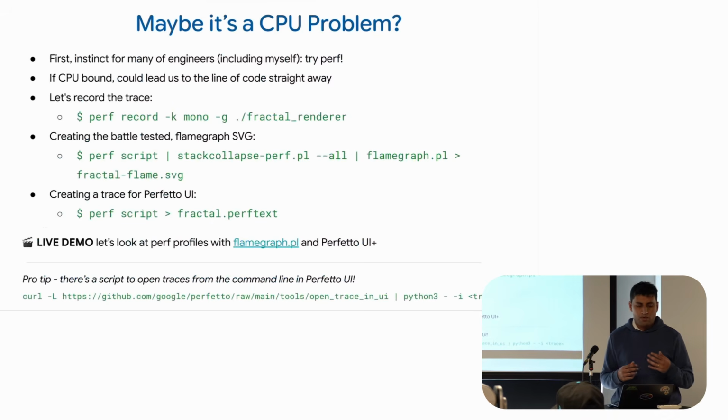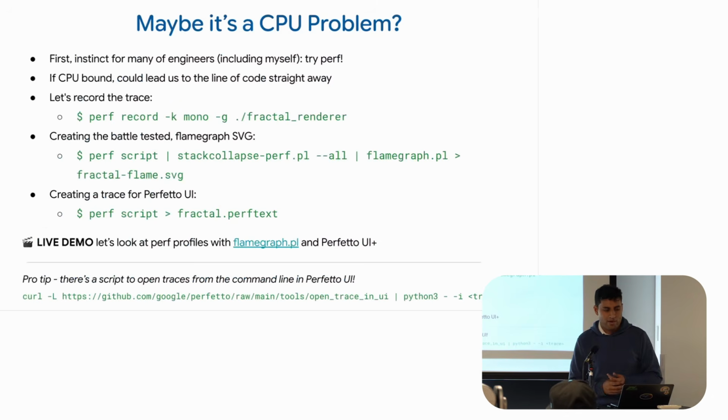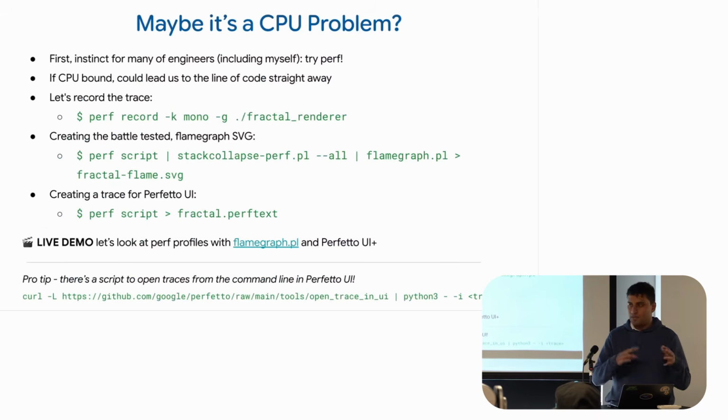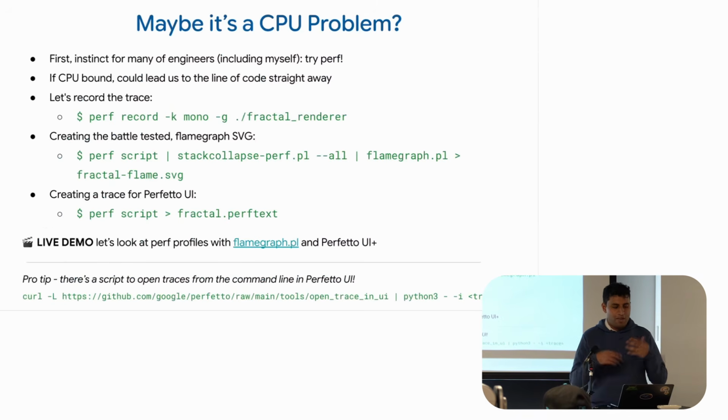So the first thing will be maybe it's some CPU problem, right? A lot of the engineers I work with reach for perf immediately whenever they see some problem. The main reason is that if it's CPU bound, they can go straight to the line of code, and that's very nice for a lot of people if you can just tell them where something is without needing to read a trace and figure it out.